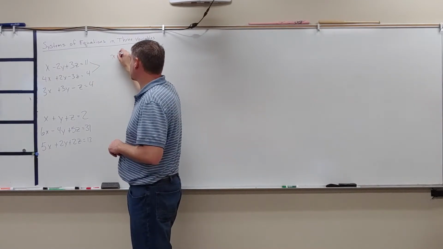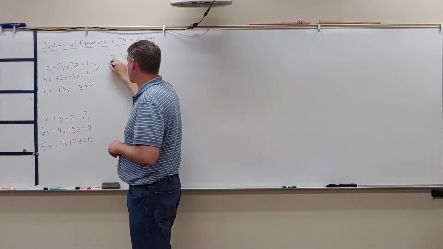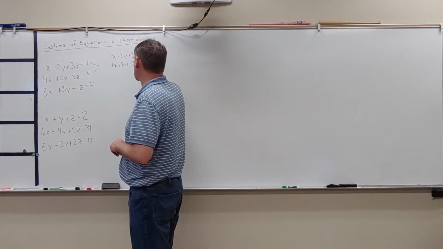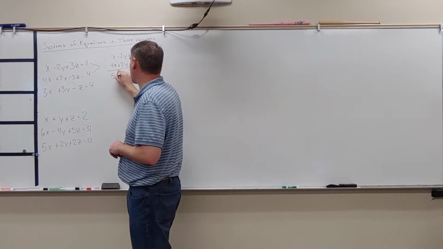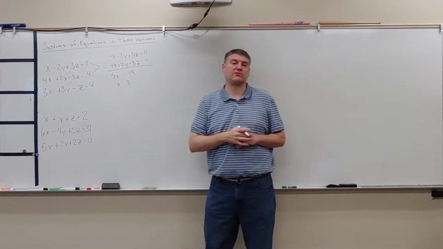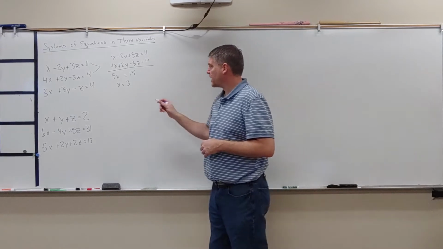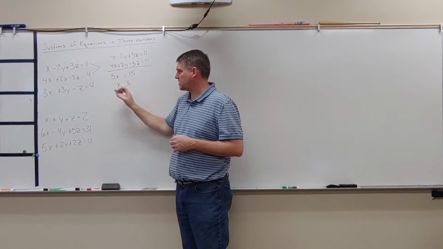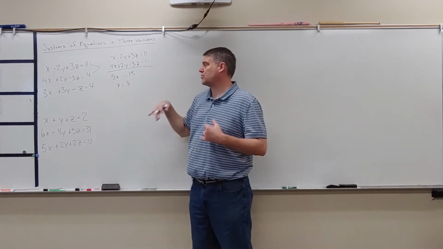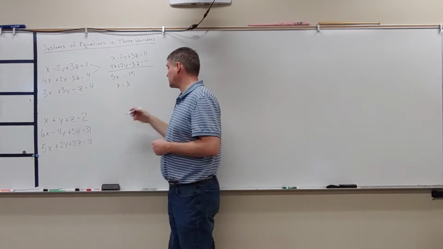So I'm going to combine these two right here. I have x minus 2y plus 3z equals 11, and then I have 4x plus 2y minus 3z equals 4. When I add these together, I get 5x equals 15, or x equals 3. So that's the first one. I've solved one of my variables. Since that eliminated both of these, I need to use this bottom equation here. But I'm going to substitute 3 back into these equations and solve.